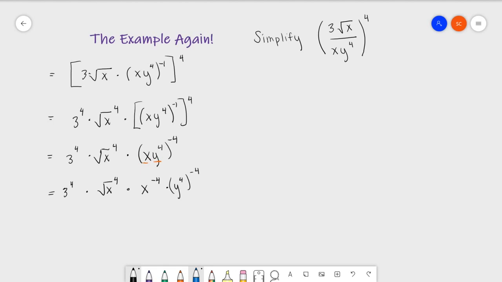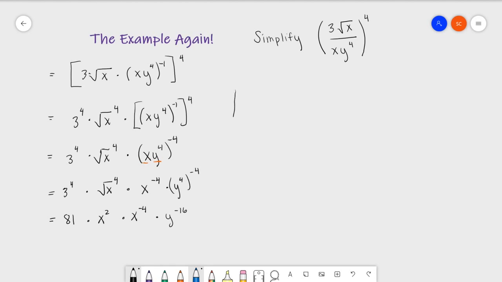Let's clean up a little further. We already did some of this arithmetic and figured out how to simplify these guys. So 3 to the fourth was 81. And then square root of x to the fourth, we simplified before as x squared. And then let me leave x to the negative fourth as it is. And I'm going to multiply these powers here on the y because it's a power on a power. So y to the negative 16th.